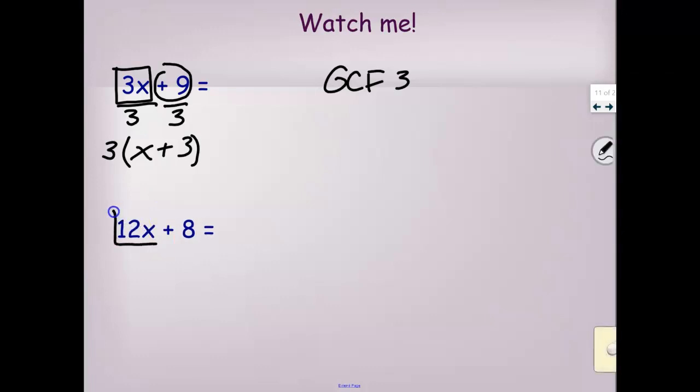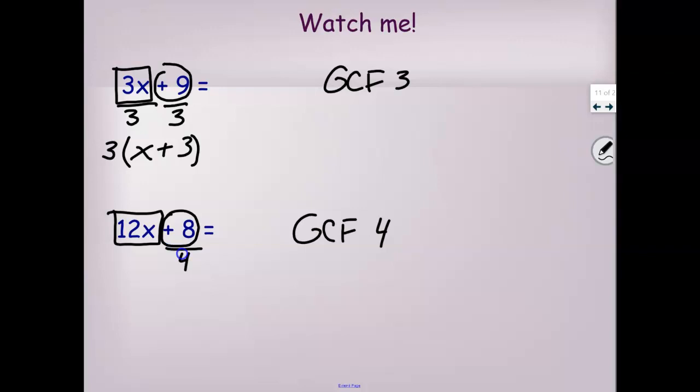I'm going to start by boxing and circling. Helps me pay attention to my variables, my constants, my signs. All right, and then step 2, let's find out GCF. What's the biggest number that goes into both of these? I can start with 8. 8 will divide 8, but it won't divide 12 evenly, so I need to go a little smaller. I can also divide this by 4, and I can divide 12 by 4 as well. So that's my GCF.